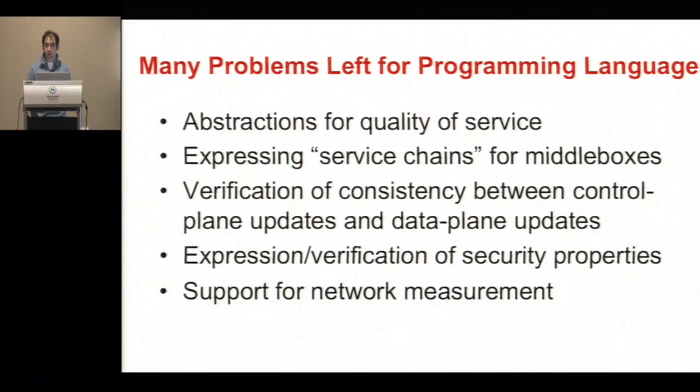Quality of service, right? How do I prioritize a video stream over everything else? How do I send that down a particular path? Middle boxes, right? Things like video transcoders, firewalls, and load balancers. I might want to send a particular application's traffic through that sequence of services. That's something that we don't even really know how to do, let alone write into a program.